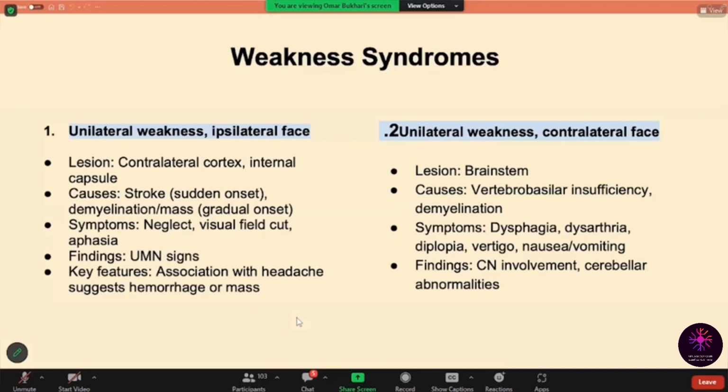The other syndrome, if it has unilateral weakness and contralateral face, the lesion will be in the brainstem, caused by vertebral insufficiency or demyelination also. Symptoms can be dysphagia, dysarthria, diplopia, vertigo, nausea and vomiting. We will see in the examination cranial nerve involvement, cerebellar abnormalities.